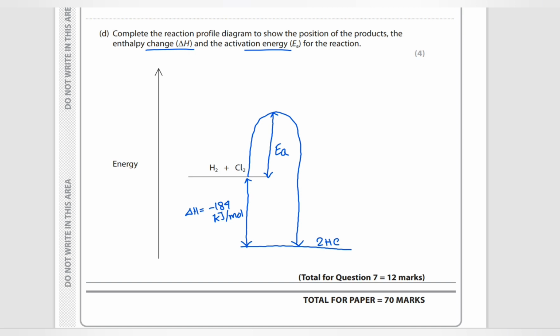So this is how the entire reaction profile diagram would look for this reaction, and this is how the entire paper for Chemistry January 2022 Paper 2R ends.